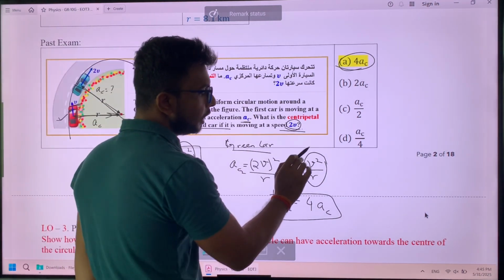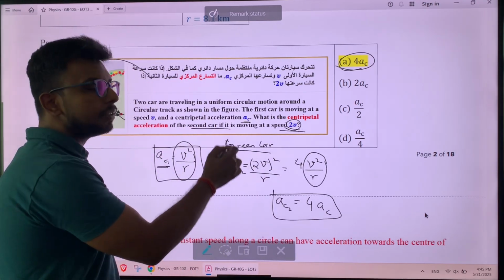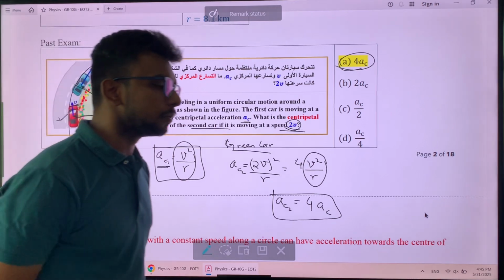Remember, because here it is getting squared. If they also change the radius, then you can make changes in the radius and then get the value accordingly.